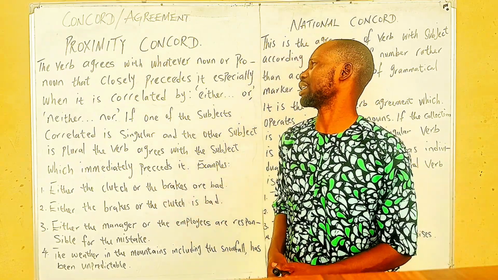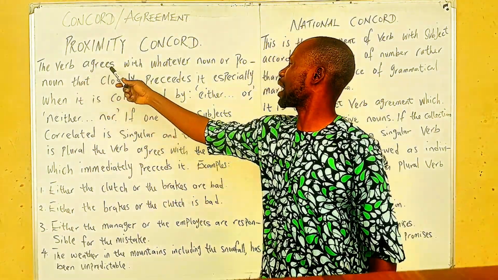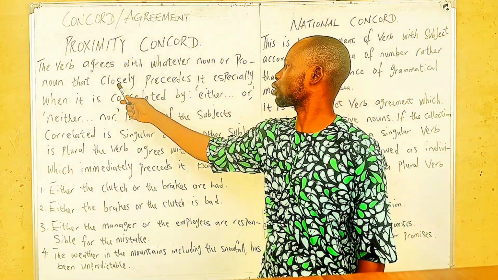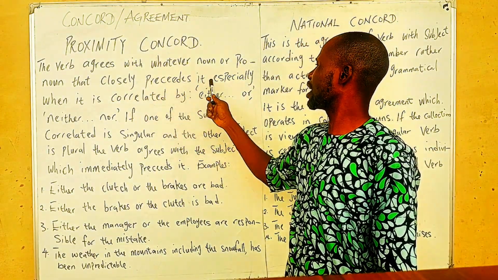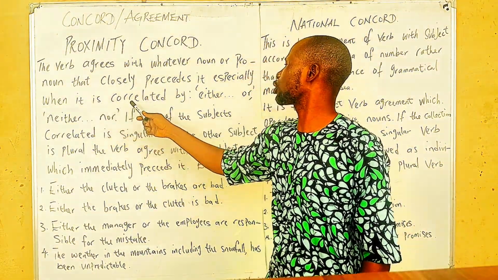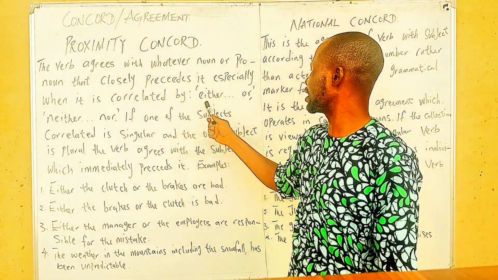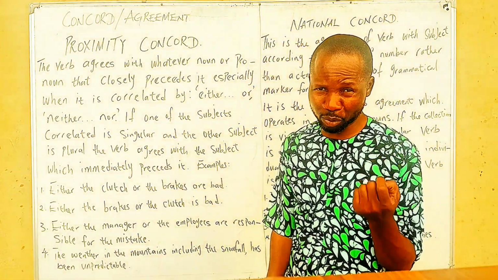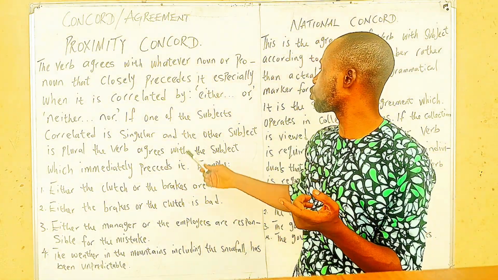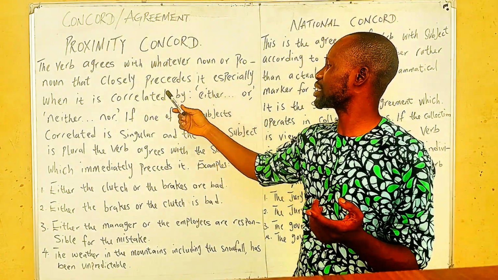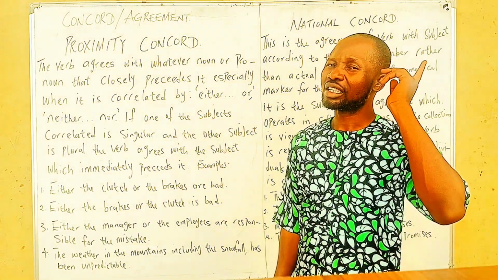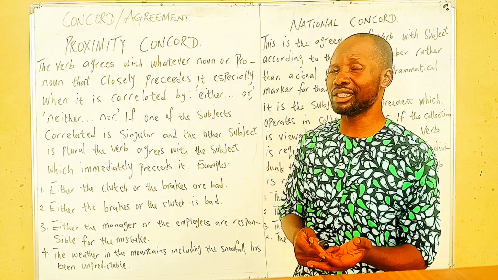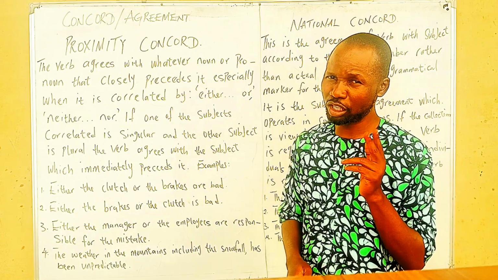So let's quickly look at it. It says the verb agrees with whatever noun or pronoun that closely precedes it, especially when it is correlated by either/or, neither/nor. That means that is the condition for some of them, that is why I say when. It says especially when it is. That means there are some of those tenses where you never see either/or, neither/nor. So don't be carried away with it.